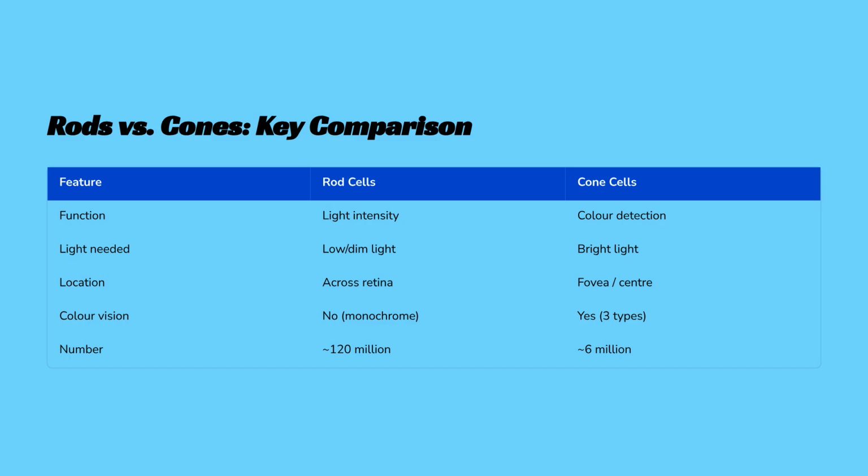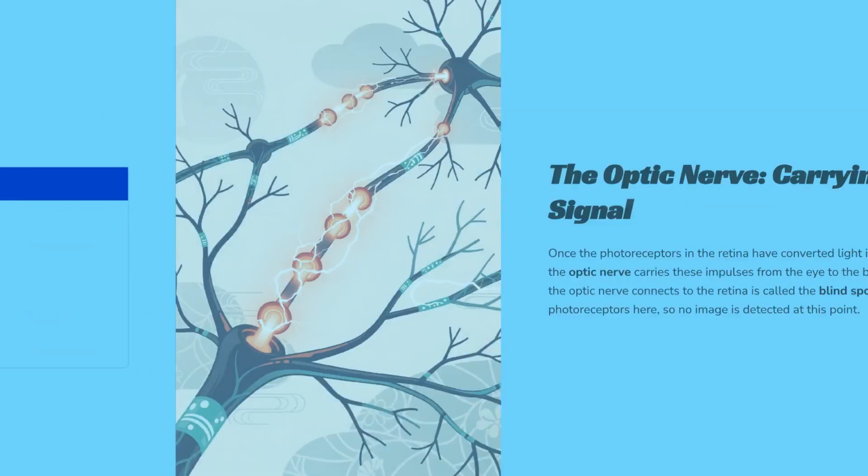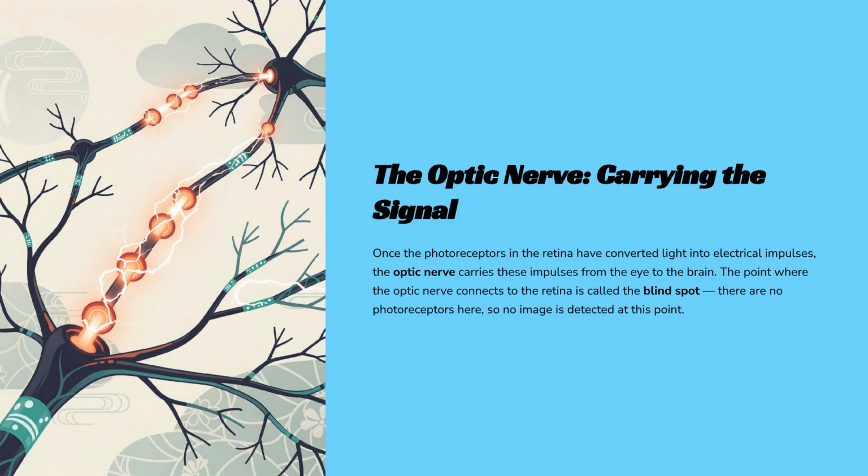In summary, rod cells detect light intensity in dim light for monochrome, peripheral vision. Cone cells detect color in bright light for high-resolution, detailed vision. Once the photoreceptors convert light into electrical impulses, the optic nerve carries these signals to the brain. The blind spot is where the nerve connects, lacking photoreceptors, so no image is detected there.